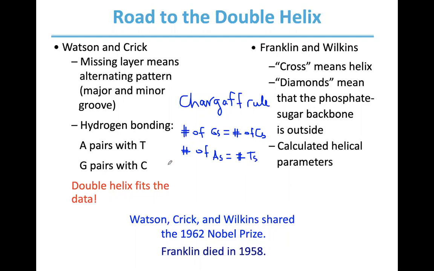From that, it was clear that A pairs with T and G pairs with C. And the double helix was the discovery which fit all the experimental data. Watson, Crick, and Wilkins shared the Nobel Prize, and Franklin was not given a Nobel Prize. She actually died soon thereafter in 1958. The double helix was discovered in 1953, so she died 5 years later.